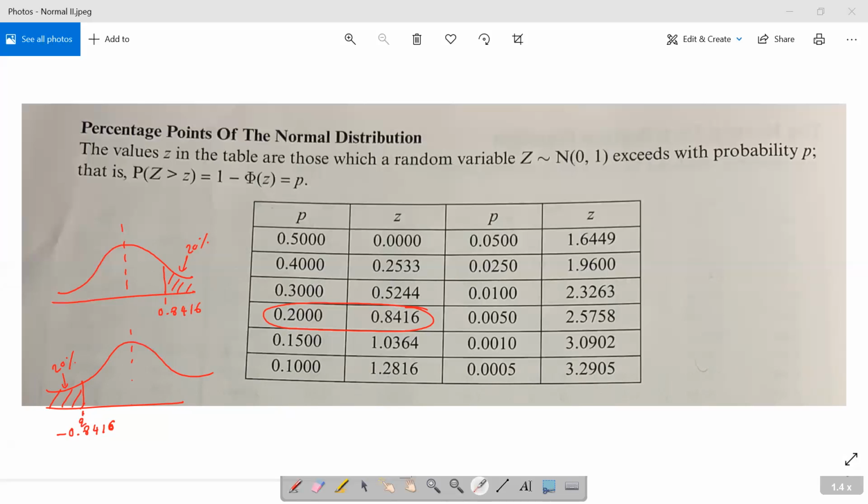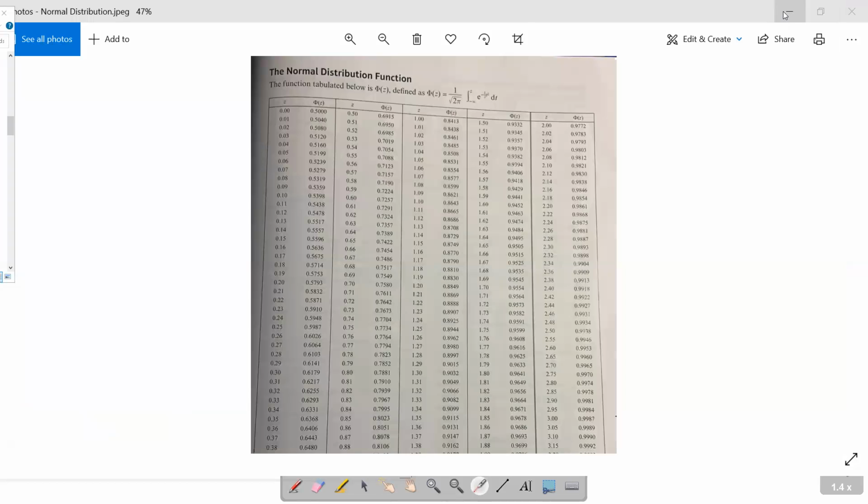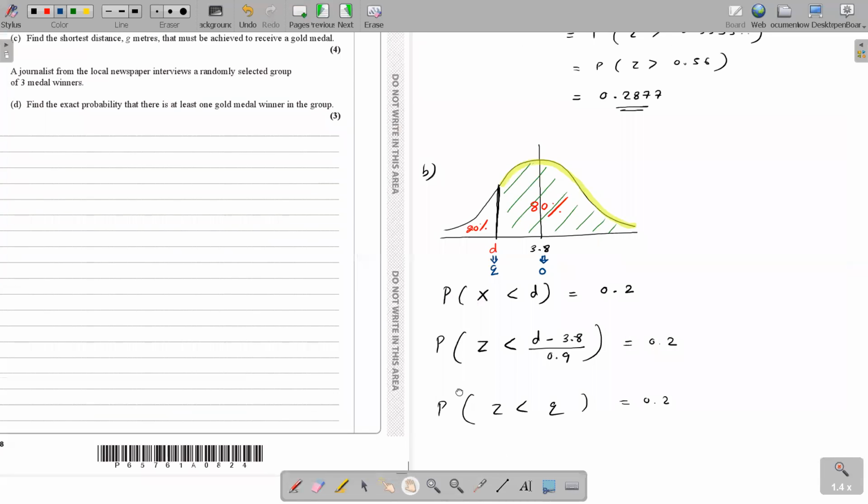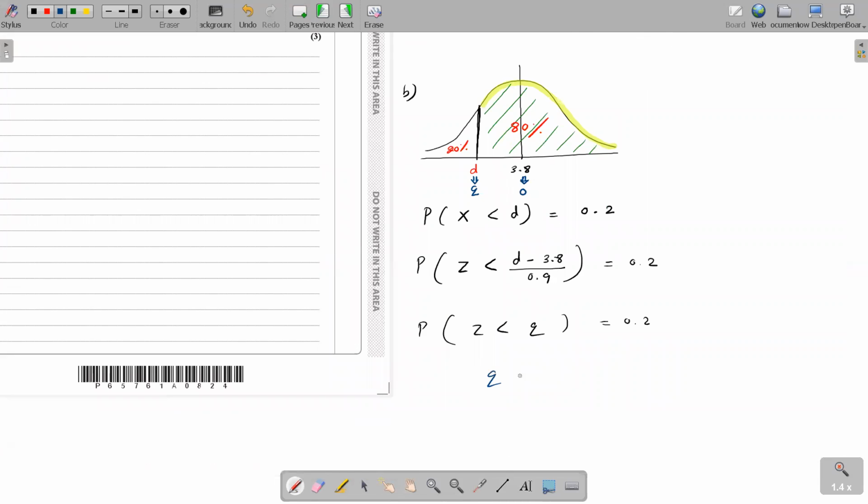Understood? I'm going to clear everything here. Negative 0.8416. So mark it: Q value is equal to negative 0.8416. Who is Q now? Q is D minus 3.8 over 0.9. That's what we use for Q, right? Equals negative 0.8416. Are you guys with me? This is what we use for Q.